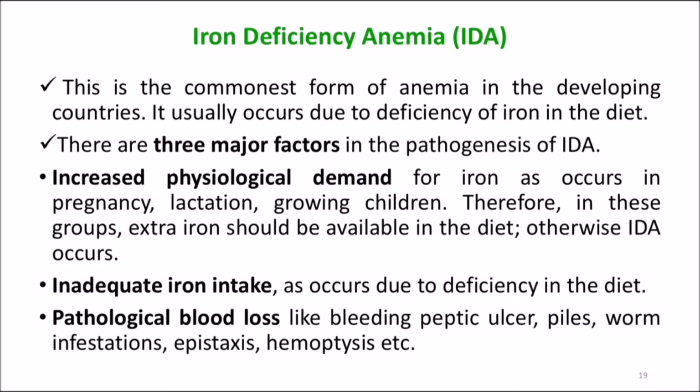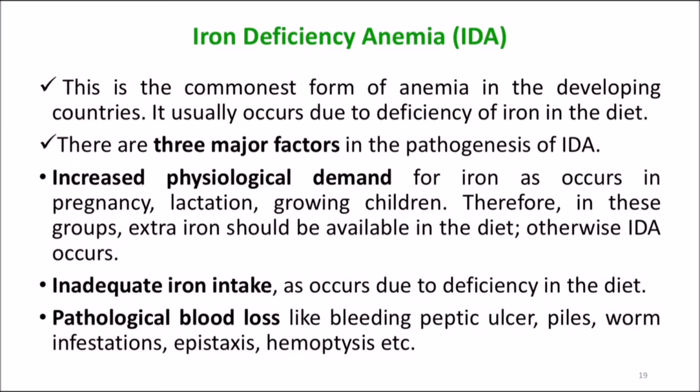The third reason can be pathological blood loss, like you can see in worm infestations, most commonly seen in children. It can be due to a bleeding peptic ulcer, hemorrhoids, piles, epistaxis, hemoptysis, as you can see in bronchogenic carcinoma, tuberculosis, etc. These are the reasons for pathological blood loss.